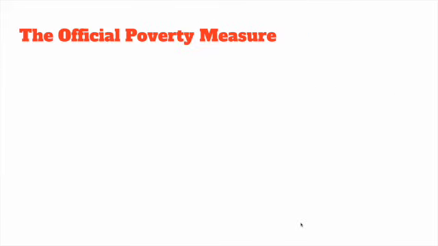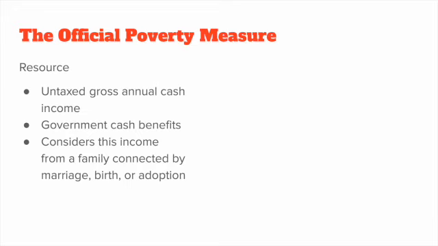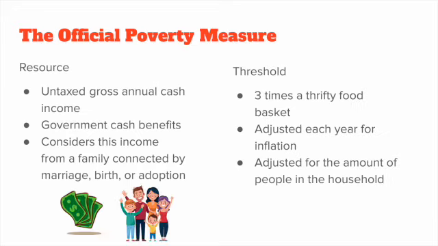One way that the U.S. government has found to try and measure poverty is the official poverty measure. It measures resources such as untaxed gross annual cash income, government cash benefits, and it considers the income of a family connected by legal documents such as marriage, birth, or adoption. The threshold for the OPM is 3 times a thrifty food basket.